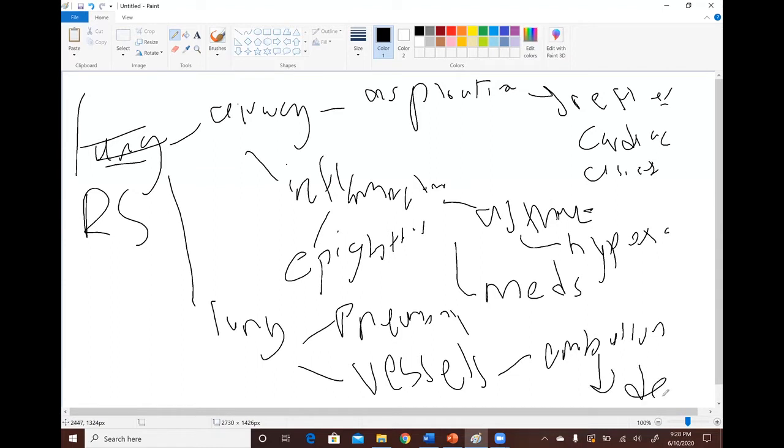Okay. So remember, causes of the lung in death, this can be problems in the airway. Problems in the airway can be due to aspiration or inflammatory causes, and then problems in the lung can be due to pneumonia or problems in vessels.